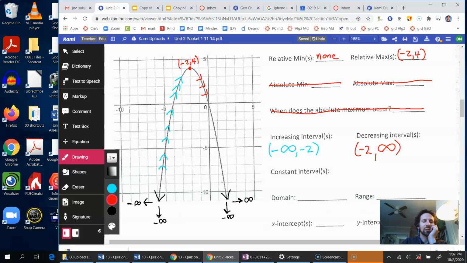Where is the graph constant? There are no constant intervals where the graph is constant for a time. And again, if we describe the domain and range, all x values and all y values, the domain is going to go from which values? From negative infinity to positive infinity. That's our domain.